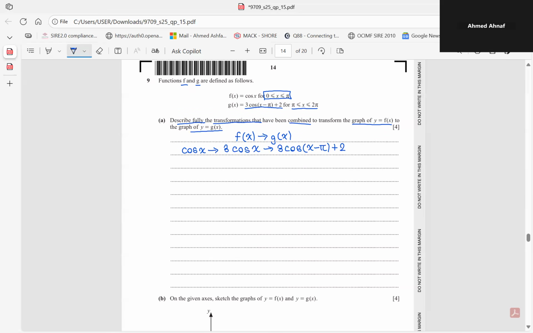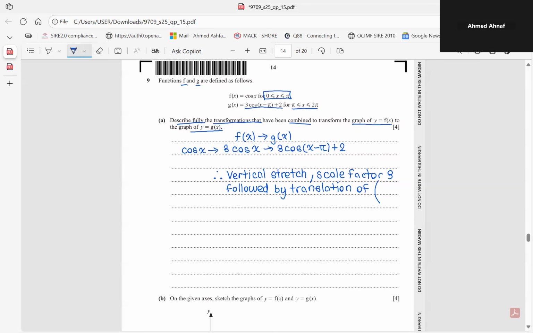So for the first one, from cos x to 3 cos x, we can write vertical stretch, scale factor 3, followed by translation, because translation is basically what happens whenever you add or subtract something from x or the whole equation, followed by translation of, you have to express it in a vector.